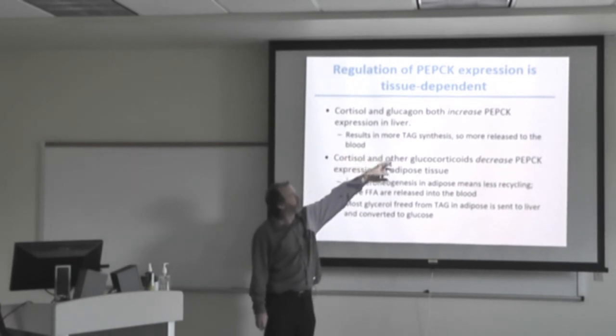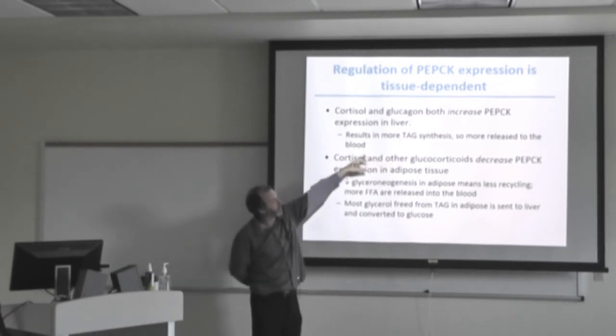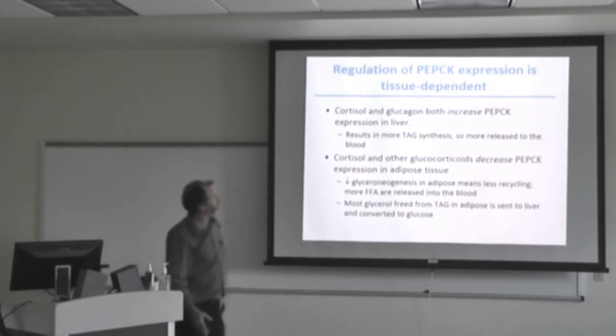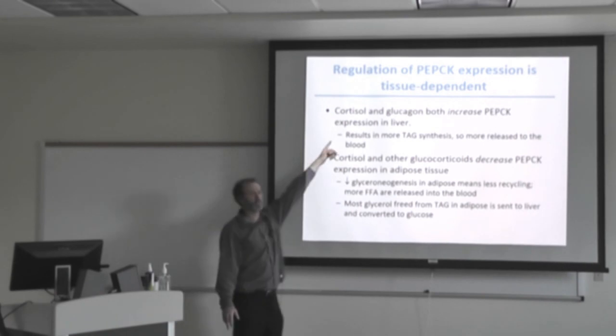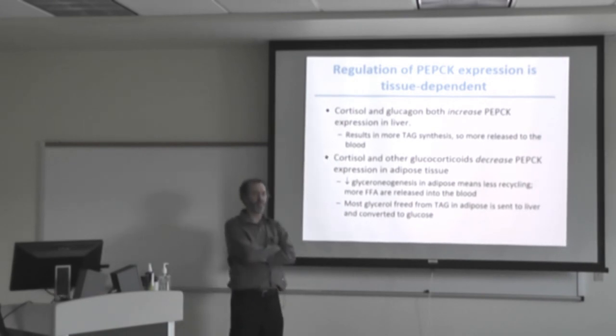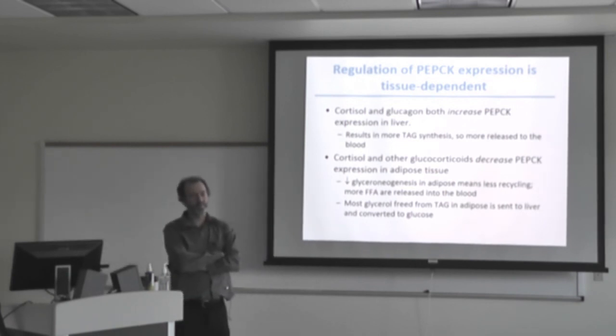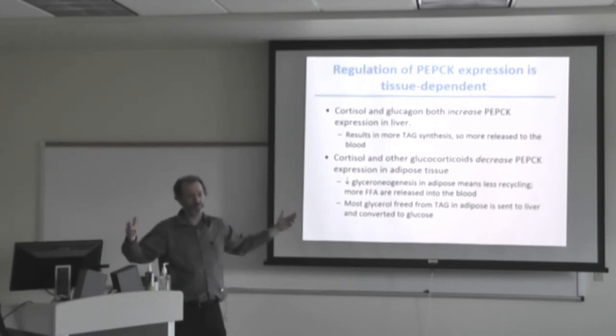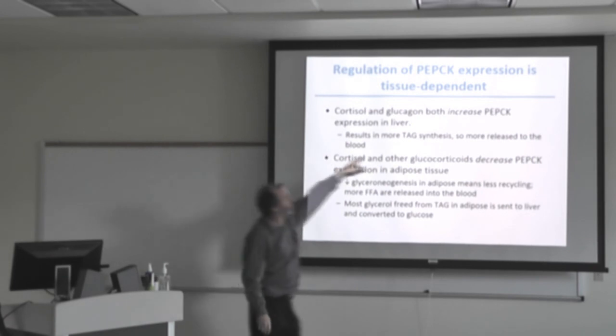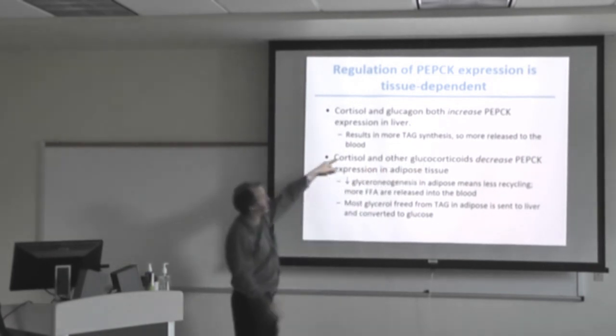Results in more triacylglycerol synthesis, so more is released into the blood. So cortisol and glucagon. Do you guys know what cortisol is for? It's a hormone. It's one of your stress hormones, right? So that's why they say living a stressful life tends to cause you to build fat stores, because it results in more triacylglycerol and you get more released in the blood.